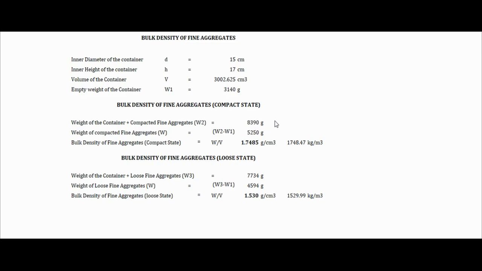Similarly, 3 trials have to be conducted and the average of the 3 trials has to be considered as the bulk density of fine aggregates for compact state and loose state.